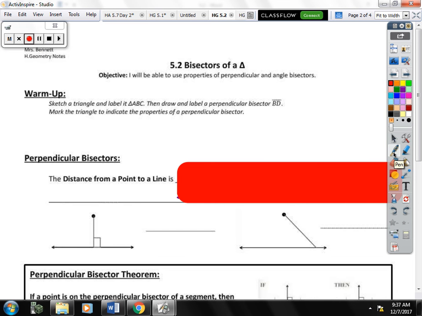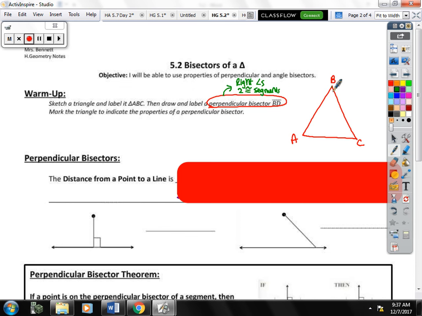Today we're going to look at bisectors of a triangle. For the warm-up, they want us to sketch a triangle and label it ABC. They also want to draw and label a perpendicular bisector, segment BD. Remember, a perpendicular bisector does two things. It creates right angles, and it creates two congruent segments.